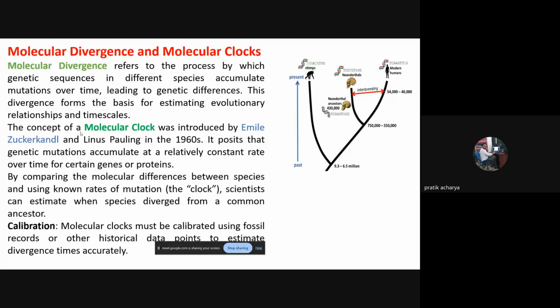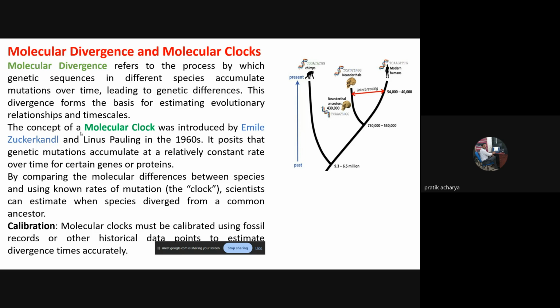Now, the next important concept we'll discuss is the molecular clock, molecular divergence and molecular clock. The previous one is one part of the second unit. This is another part of the second unit, the description of molecular clocks: how the molecular clock is formed, what is its importance, and how molecular divergence helps in forming the molecular clock. So first we should know about molecular divergence.